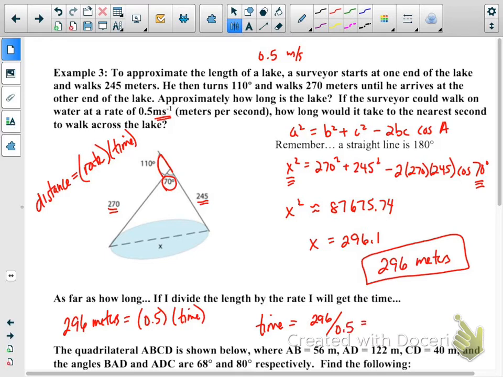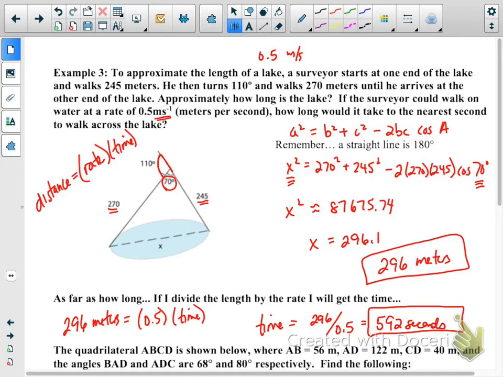Now, because my rate was in meters per second, that means I'm going to be given an answer in seconds, which is what they asked for. And that's going to be 592 seconds. Now, if they ask for minutes, then convert that to minutes, divide by 60 to do that, and be, of course, a little bit less than 10 minutes there.